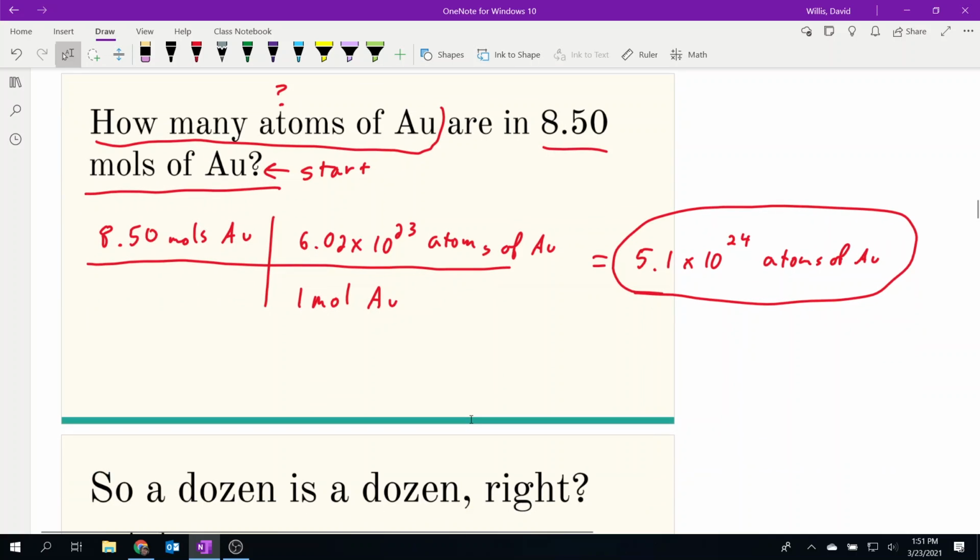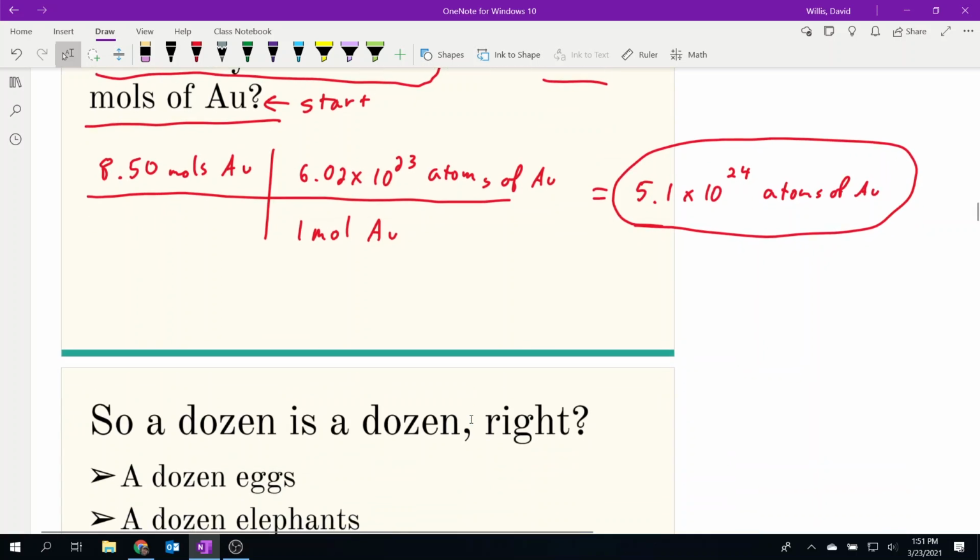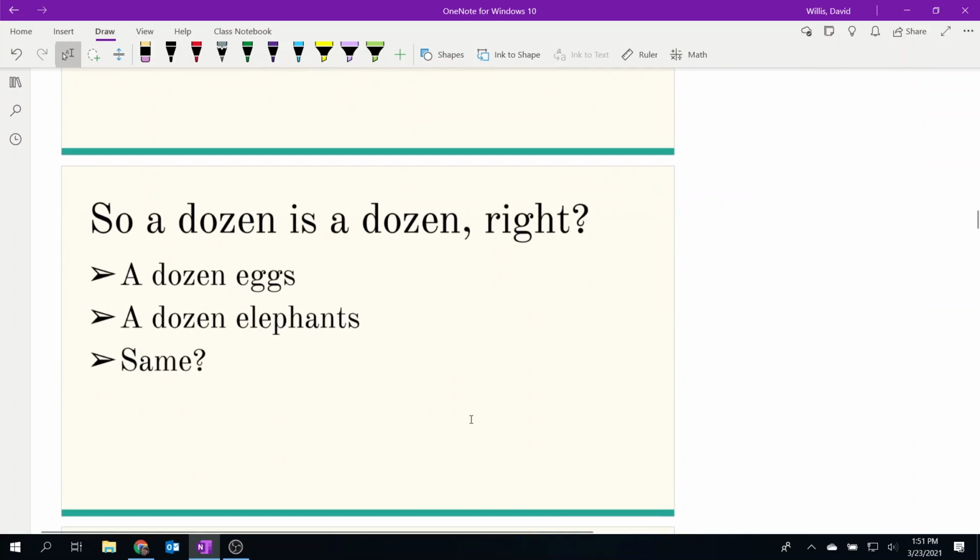So let's continue on in our discussion of moles and dozens. So here's what I want to ask: a dozen is a dozen, right? You have a dozen eggs, you have a dozen elephants. Same? Yes? Yes, Delaney? Well, no, it's not the same item. Hey, here's what I want you guys to think about. So, a dozen eggs, 12 eggs. A dozen elephants, 12 elephants.